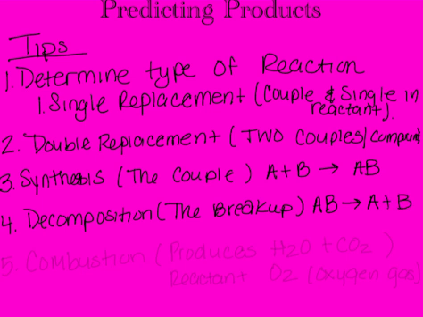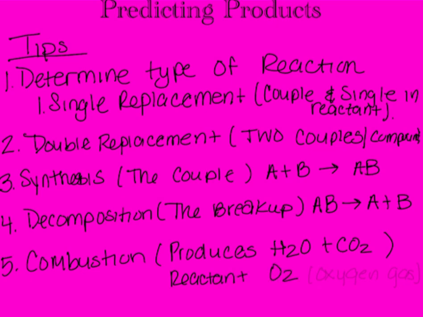And then lastly, we have combustion, and combustion is the easy one. In a combustion reaction, it produces H2O and carbon dioxide. You must have both in the product. You also can identify a combustion reaction because in the reactant, it has oxygen gas. So those are some quick tips to help you determine the type of reaction that's at play.